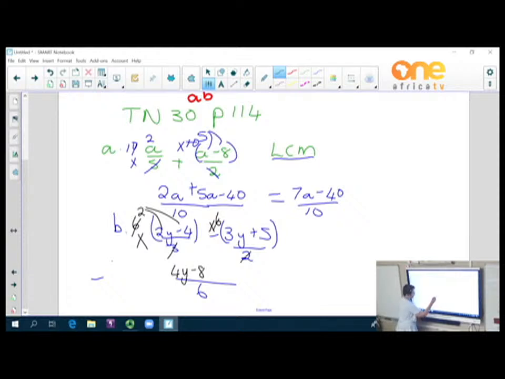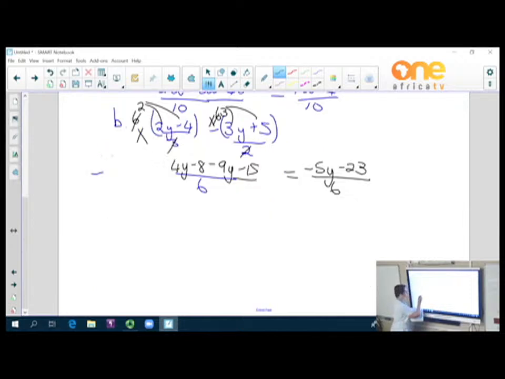Here, after you cancel, multiply with each one. Remember, there's a negative in front here. So it's negative 9y, negative 15. And the final answer, if I add my like terms, is negative 5y minus 23 over the LCM. I must keep that LCM every time.